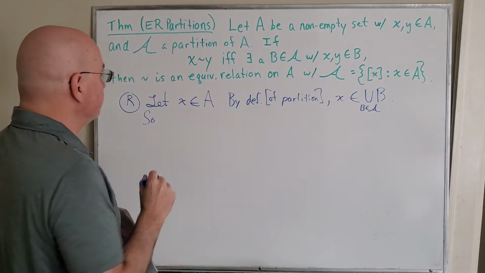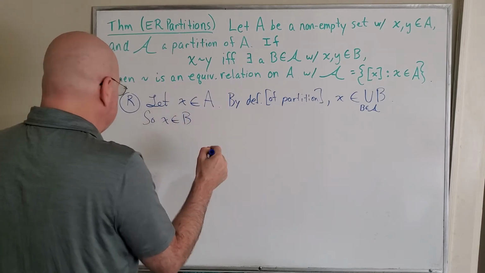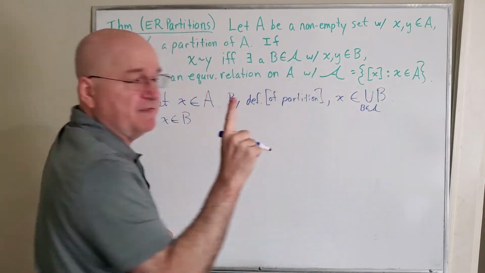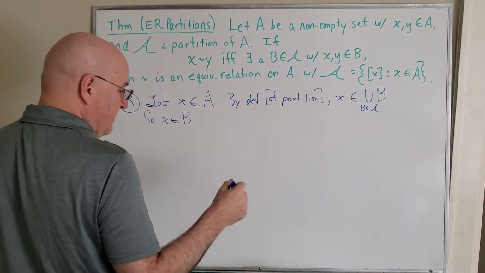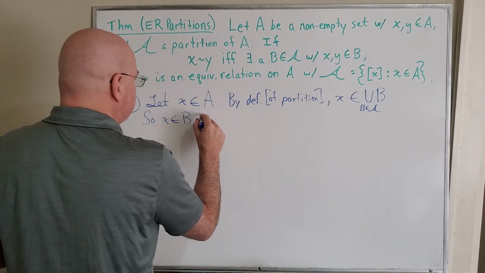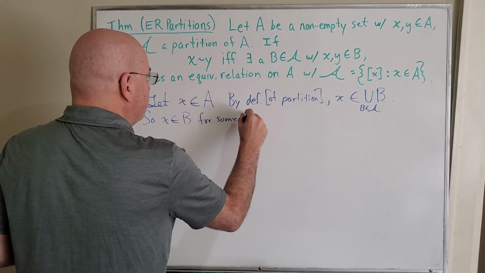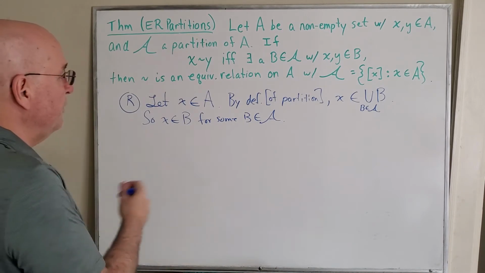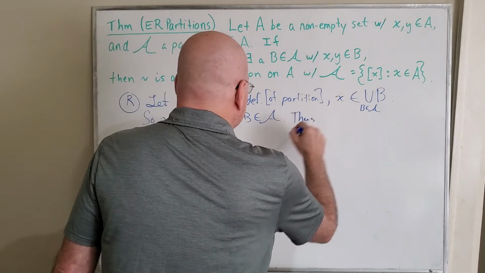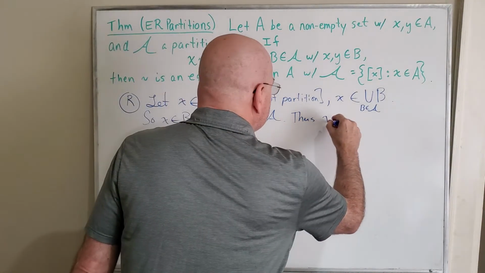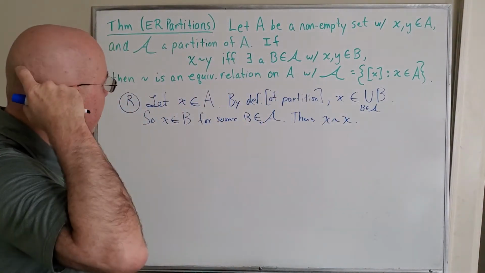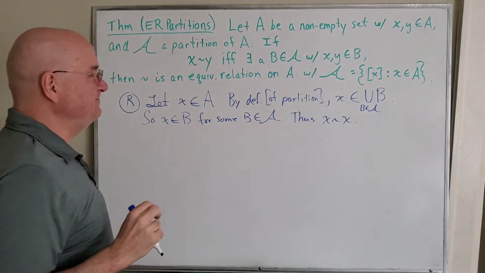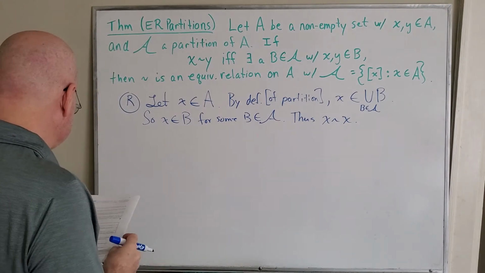So X is an element of B for some set B in there. If it's in the union of them, it means it's in one of them at least. So X is in B. I'm going to reuse the letter B for some B in that partition. Well, if X is in B, then X relates to X because X is in B. This is not two different elements. So we've shown that it's reflexive.